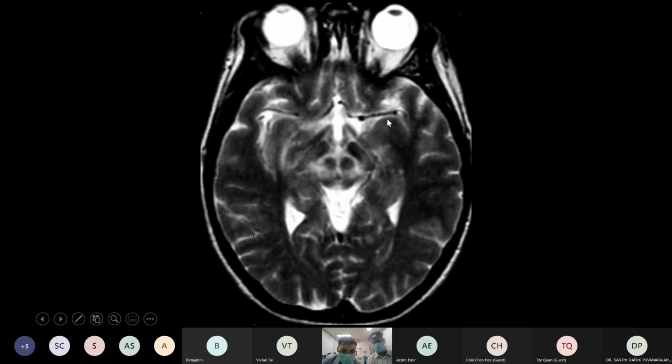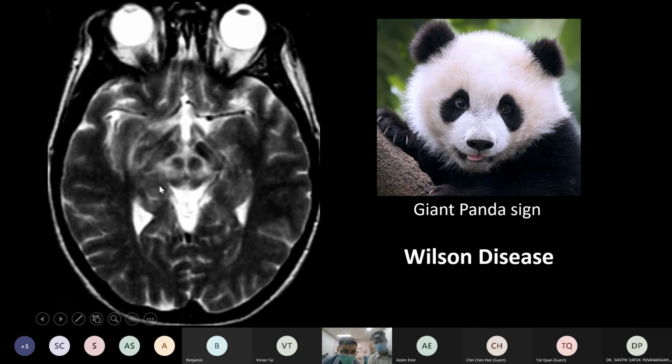This one is very cute. If you can appreciate the pattern, it actually looks like a panda. So in Wilson disease, here's something. If you manage to find that, it's good. But most of the time, we hardly find any Wilson disease in our population. So the giant panda sign, if you find this, is highly specific for Wilson disease.